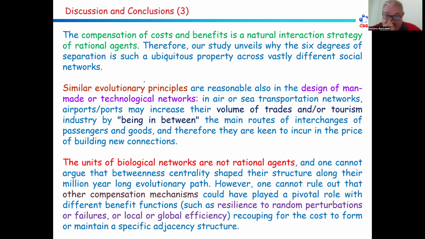Genes are not rational agents. So one cannot argue that the betweenness centrality was the main motor or main reason why the structure of such a network has this shape, because this depends on millions of years of evolution. However, Darwinian evolution works in two steps: random mutation and selection. And selection is usually of the most fit. So you have random mutation, and then you have a selection mechanism.